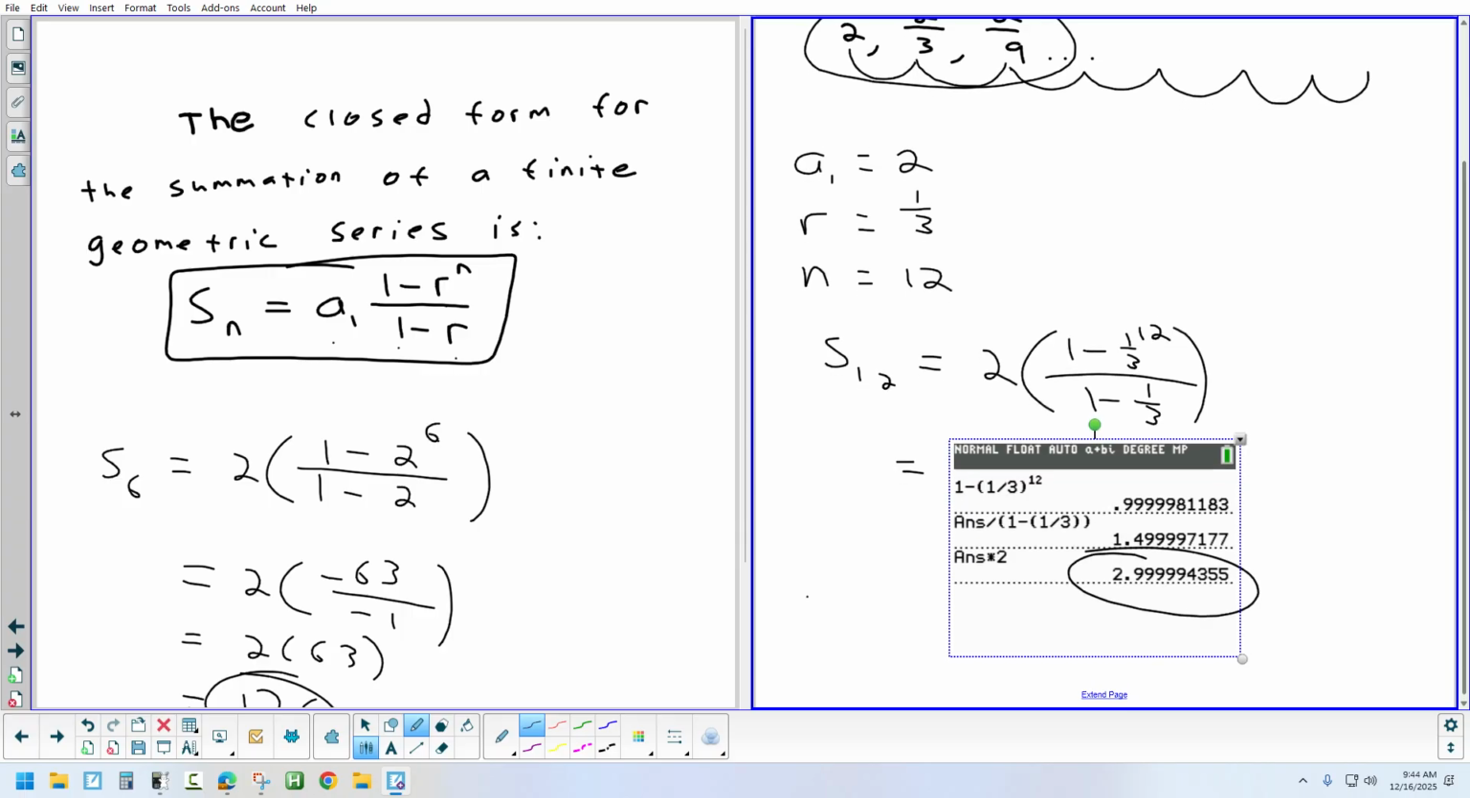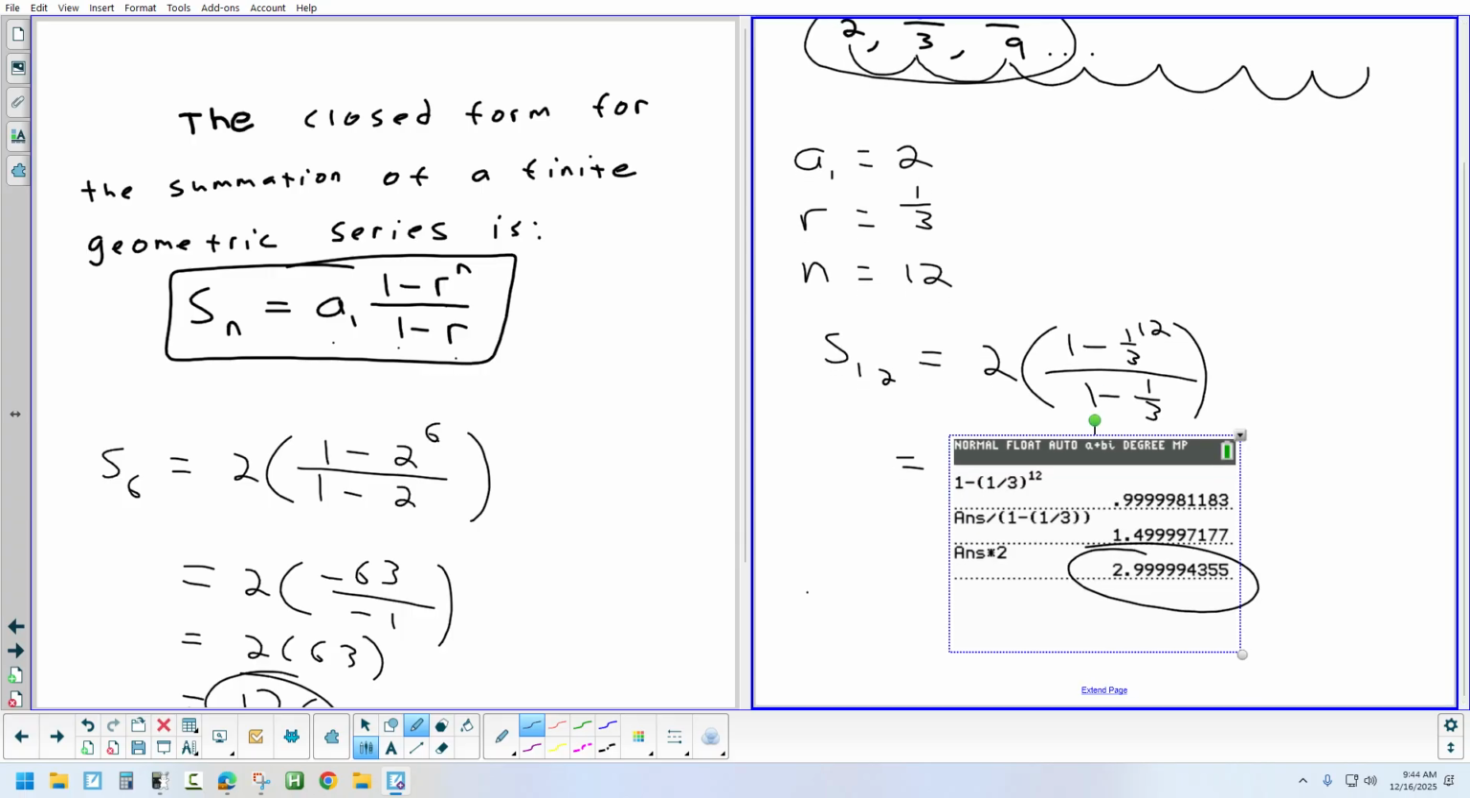How would you write that? Just 2.99? Yeah, you'd have to write that whole thing. 2.999994355. And the more terms you add up, the closer and closer it's going to get to 3. Eventually it's going to run out of decimals, and it's probably just going to say it is 3. But it actually never quite reaches 3. But it gets close. And that's what we'll look at tomorrow, adding up infinitely many terms.